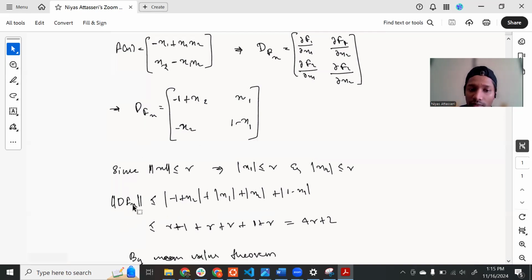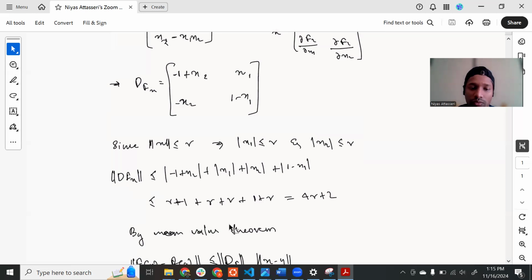And when we take the induced norm of this particular Jacobian, we get that it is bounded by the sum of the norms of these values. So we know that x2 is bounded by r, so 1 minus x2 can be maximum r plus 1. Here r is the bound that we kept for the norm of x. Similarly, x1 can be maximum r, x2 can be maximum r, and 1 minus x1 can be maximum 1 plus r. So we finally get that the induced norm of df can be maximum 4 times r plus 2. That's the scale.